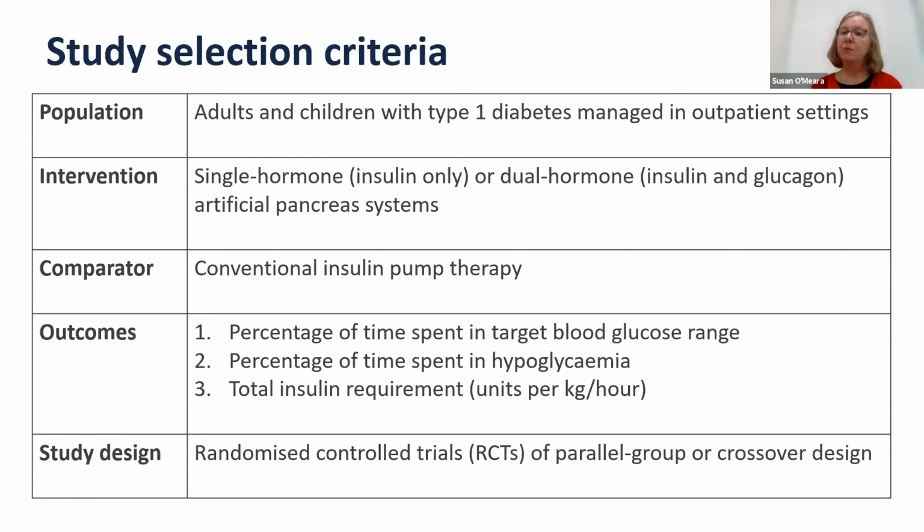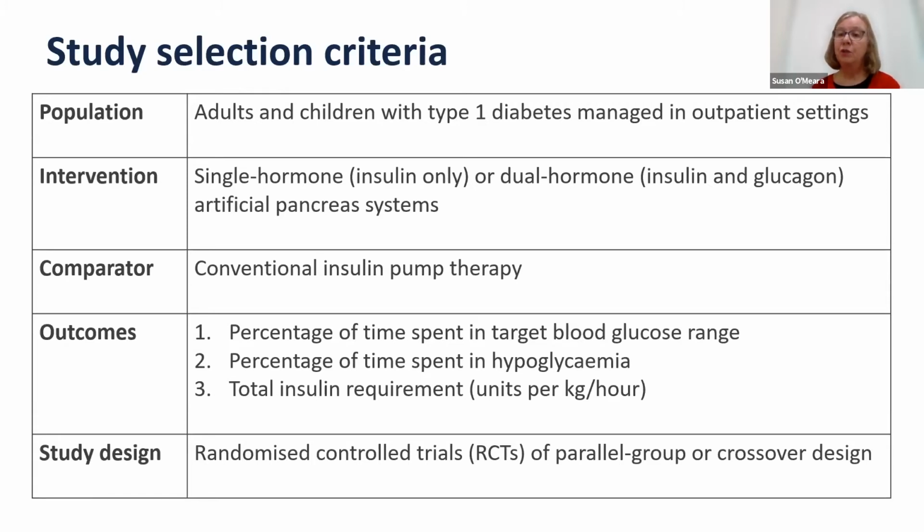So the outcomes, there were 3 outcomes, again, as I mentioned before. So the percentage of time spent in the target blood glucose range, the percentage of time spent in hypoglycemia, and then the insulin requirement. And the only eligible study design was randomized controlled trials. And obviously they're the optimum design for assessing treatment effectiveness. And those trials could be a parallel group or of crossover design.